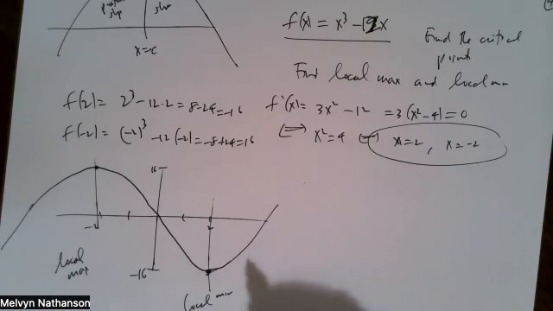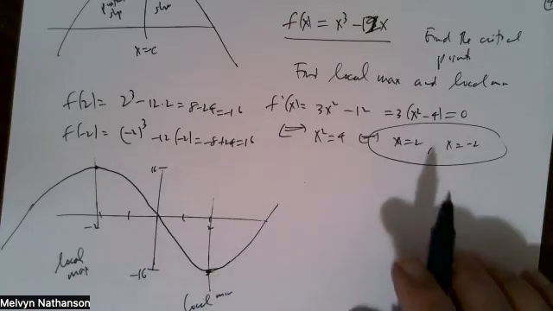So here we have a case where the function has two critical points, plus 2 and minus 2, where the derivative is 0. And in fact, each of them is an extreme value of the function. One is a local maximum, one's a local minimum.